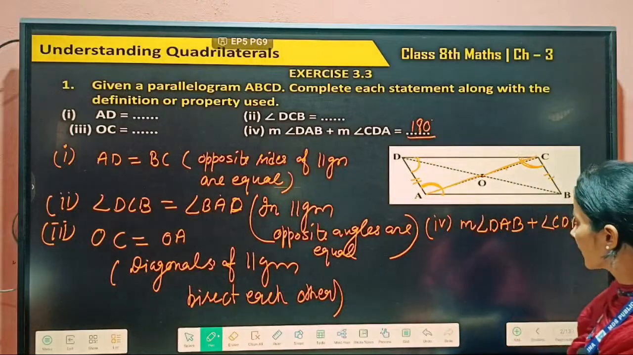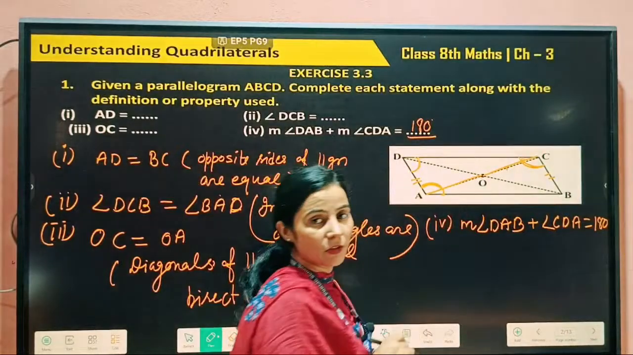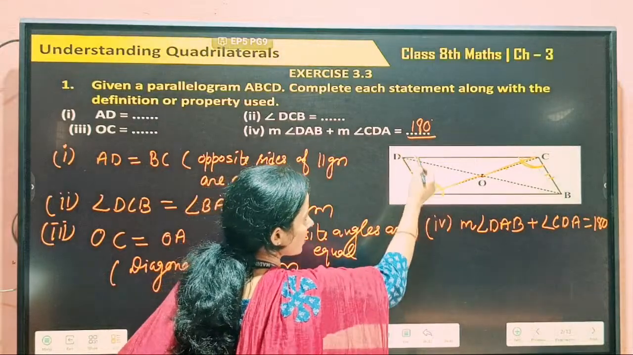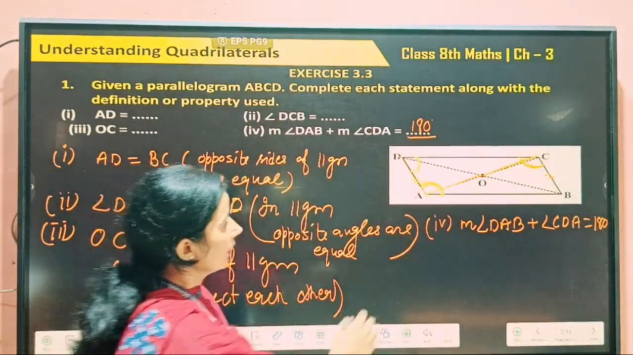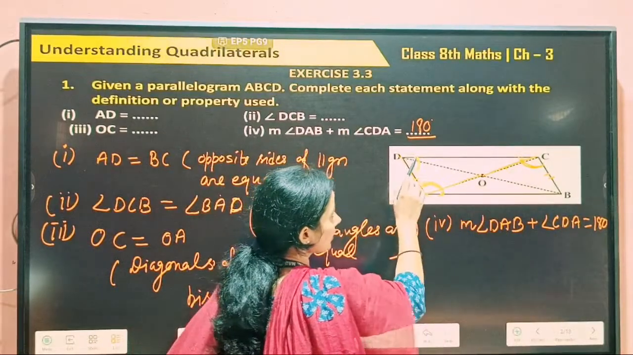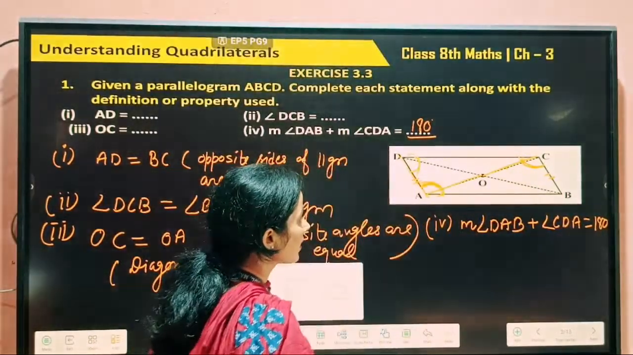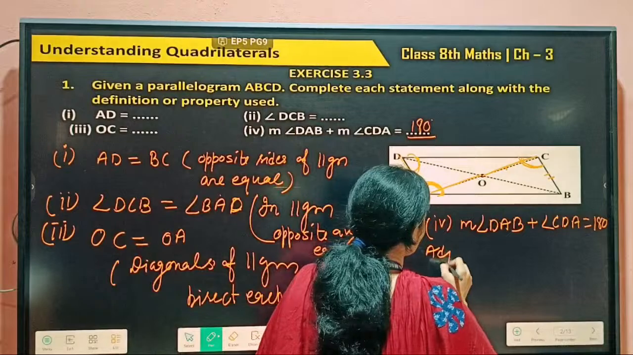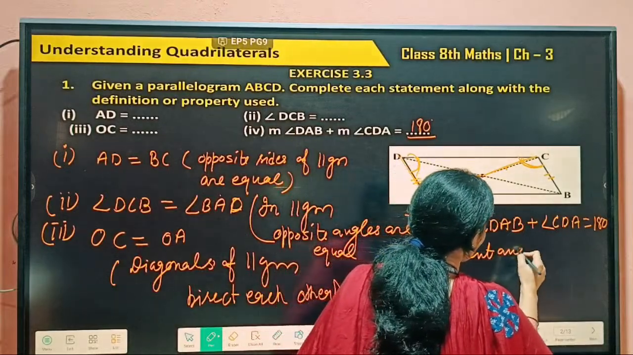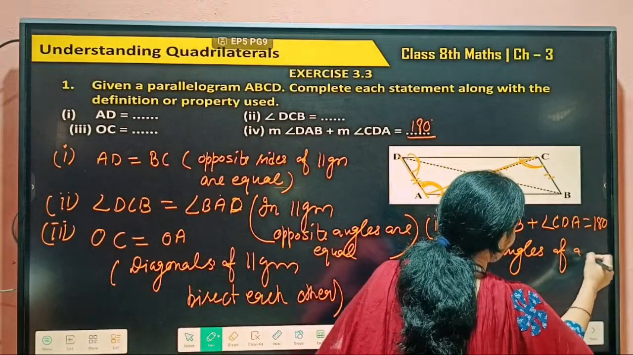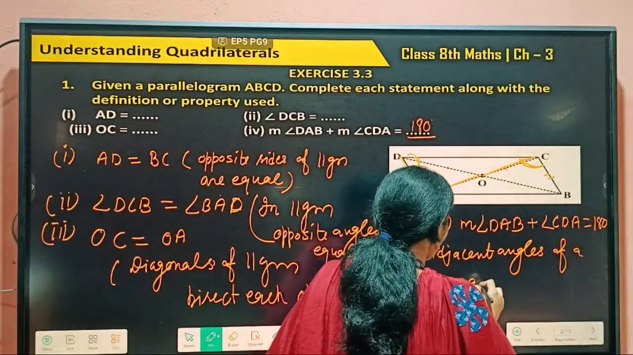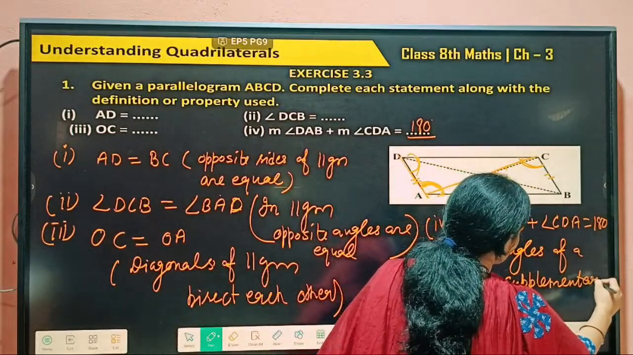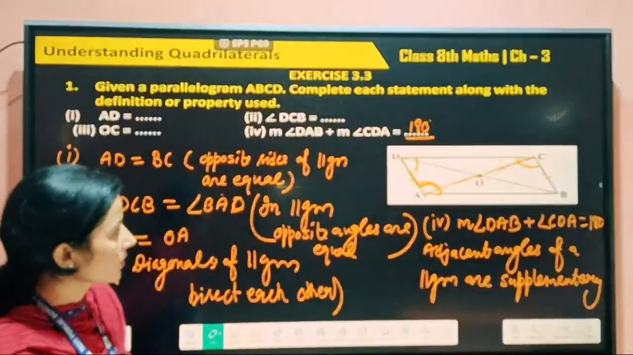What is the reason? The reason is adjacent angles of a parallelogram are supplementary. This A and D are adjacent angles. This A and C are opposite angles. This D and B are opposite angles. The reason is adjacent angles of a parallelogram are supplementary.